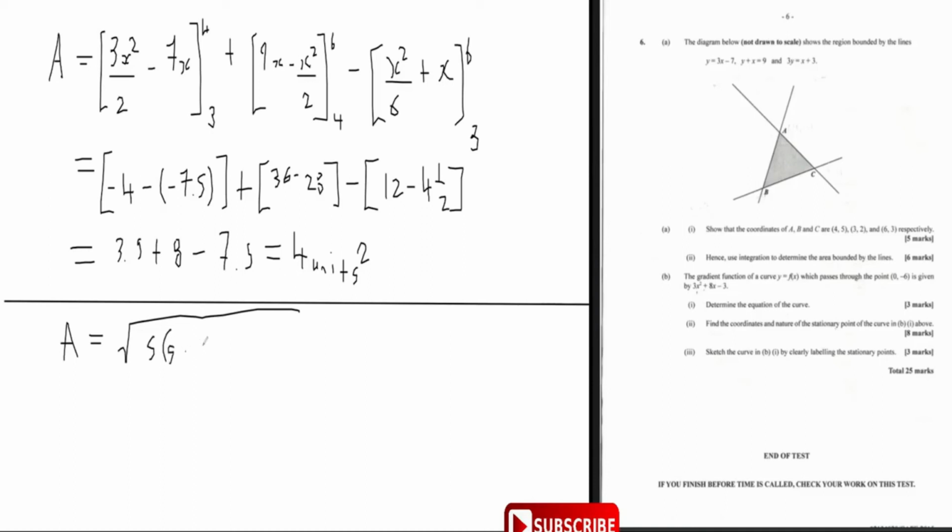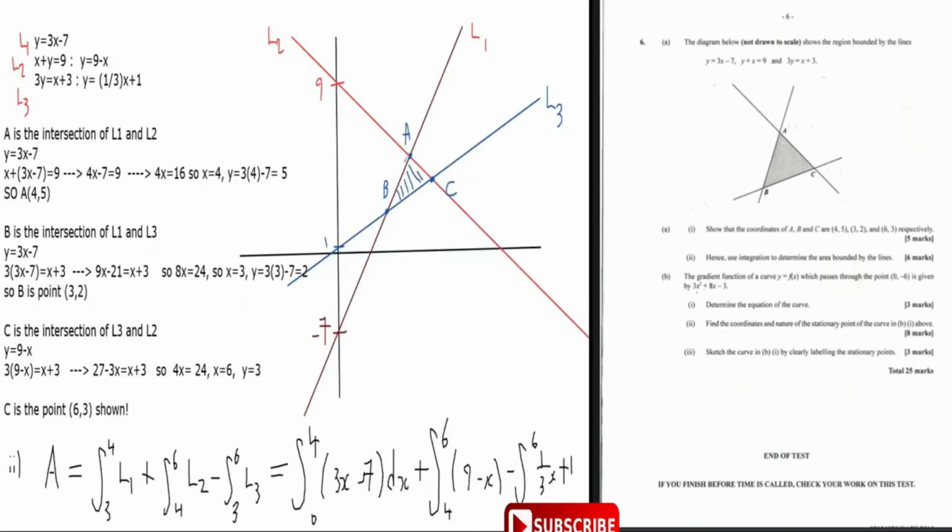S minus A times S minus B times S minus C. This formula is on the CSEC paper, and we never ever utilize it. So I'm going to utilize it now to show you that the area of the triangle is indeed 4. All right, always remember this formula. Well, you don't have to, but I'd like you to.